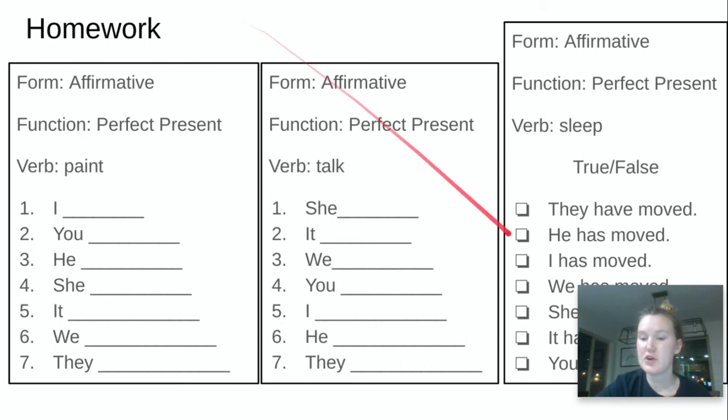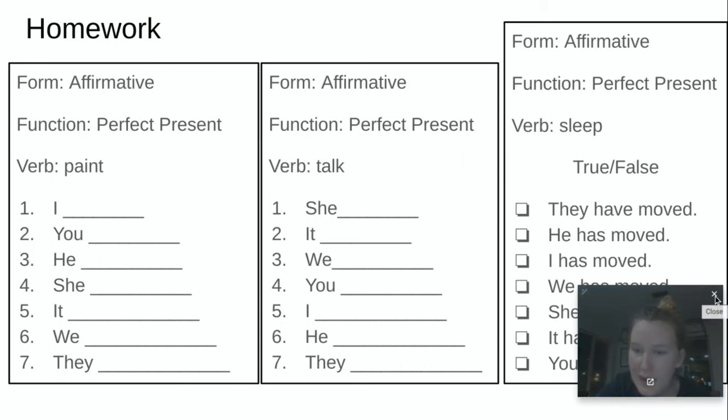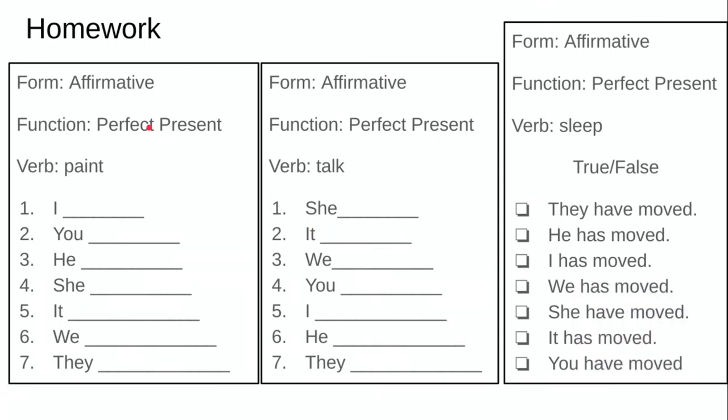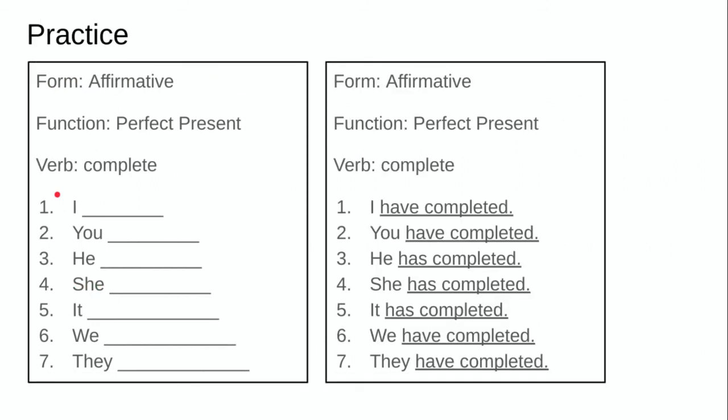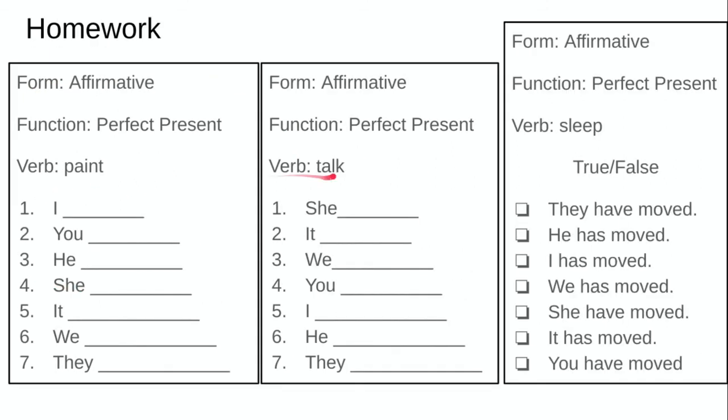Okay, so here's your homework. And we can see here it's going to tell us the form is affirmative. Right now, we're only doing affirmative. Our function is perfect present for all three of these problems. And then we have different verbs, paint, talk, and sleep. These two are just like the practice. You can go back and look at the practice on how to complete this part of the homework.